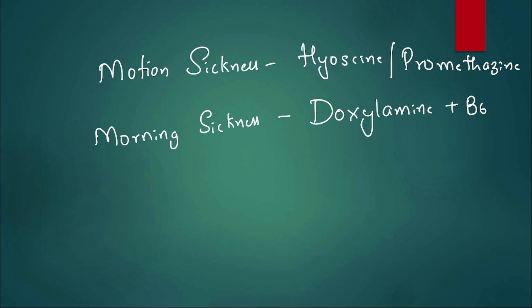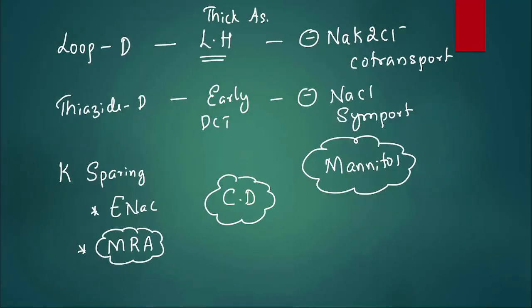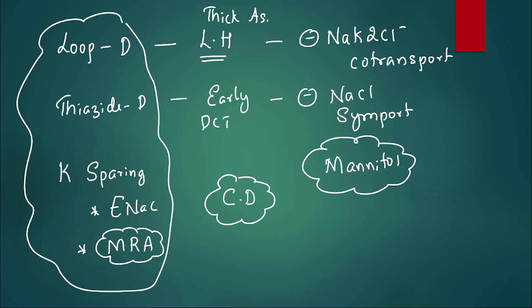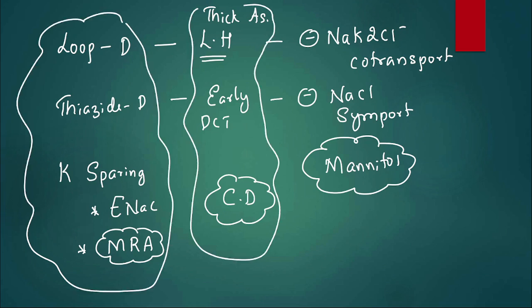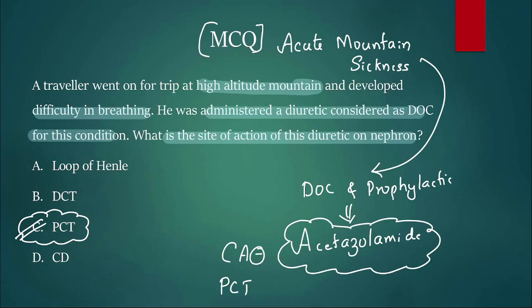So what did we understand from this MCQ? We understood the drug of choice for these sicknesses. Then we understood various diuretics, what is the site of action on the nephron, and what do they inhibit. And I asked you a question, what is the mechanism of mannitol and where does it work in the nephron? Also remember, most of the diuretics act from the luminal side of the nephron, but the only diuretics which act from the interstitial side of the nephron are spironolactone and eplerenone. So coming to the question again, the answer is PCT.